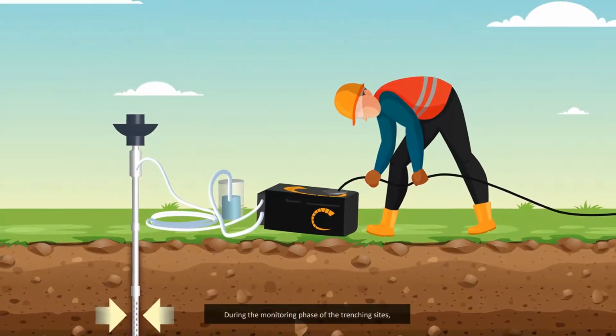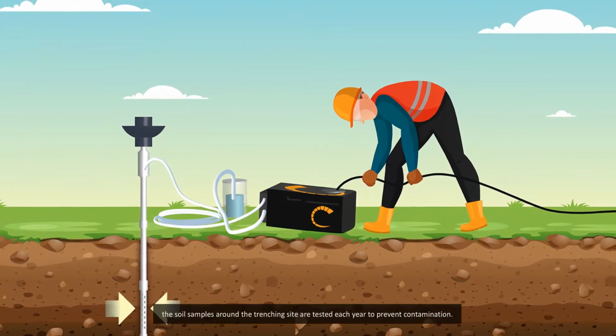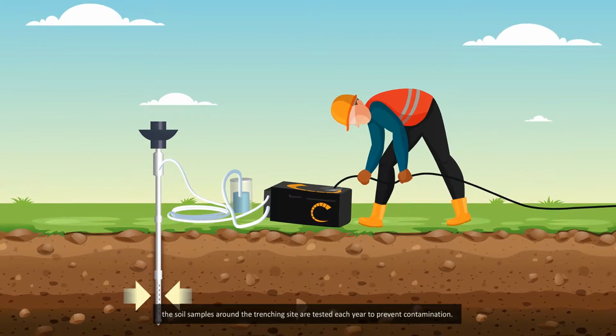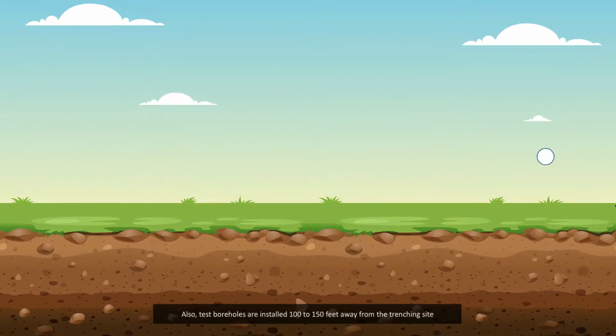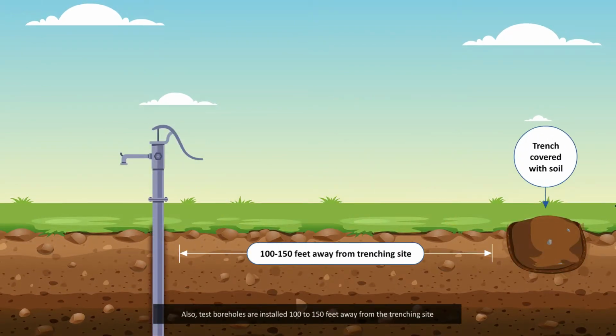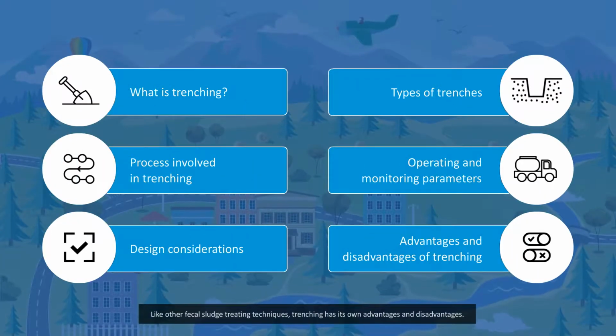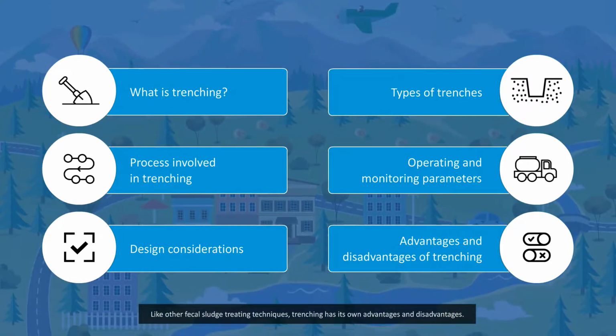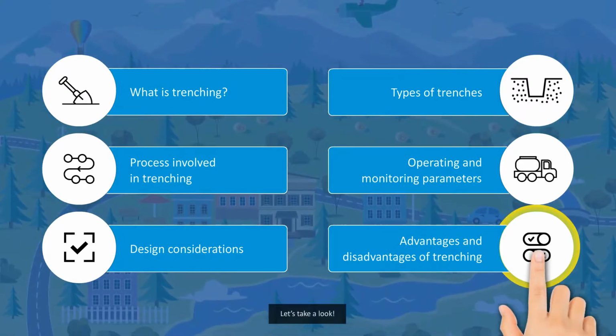During the monitoring phase of the trenching sites, the soil samples around the trenching site are tested each year to prevent contamination. Also, test boreholes are installed 100 to 150 feet away from the trenching site to collect and test the water samples to make sure there is no contamination. Like other fecal sludge treating techniques, trenching has its own advantages and disadvantages. Let's take a look.